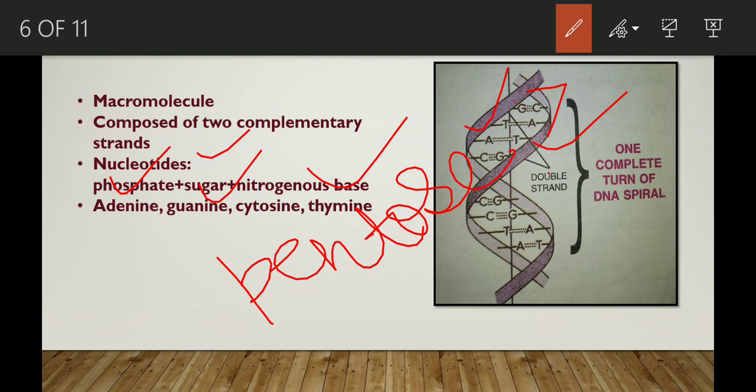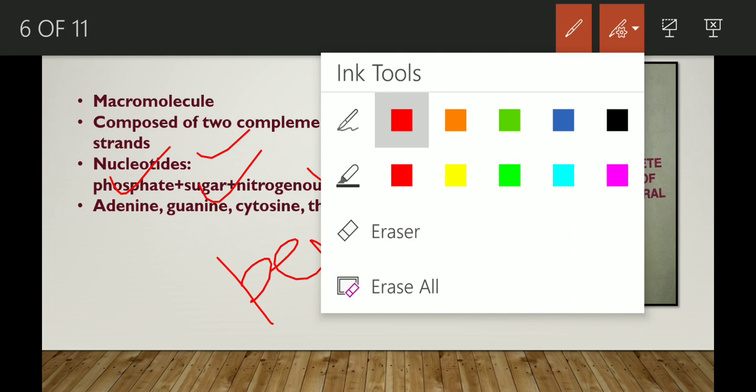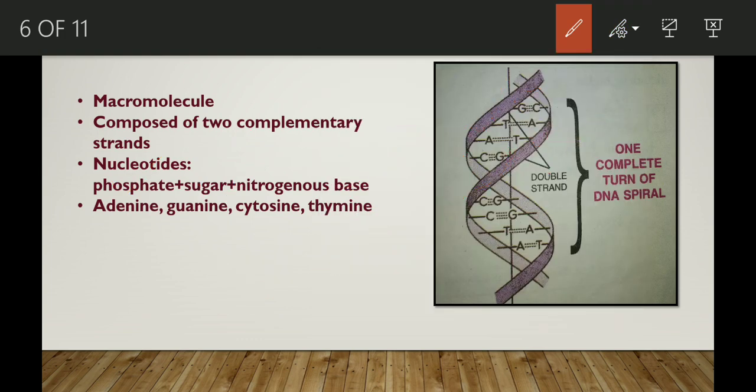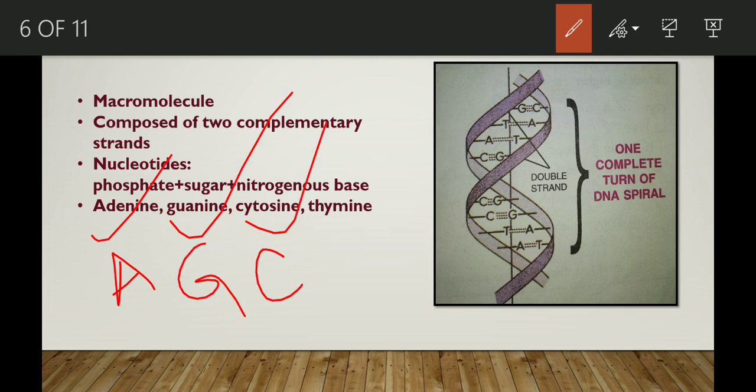And each nucleotide consists of a phosphate group, a pentose sugar, and a nitrogenous base. Okay, they all are attached to each other. Clear? So, what are the nitrogenous bases that are present in DNA? Four types of nitrogenous bases are present: adenine, represented by A, guanine, represented by G, cytosine, represented by C, and thymine, represented by T.